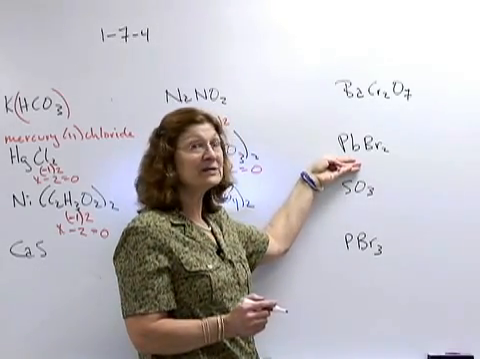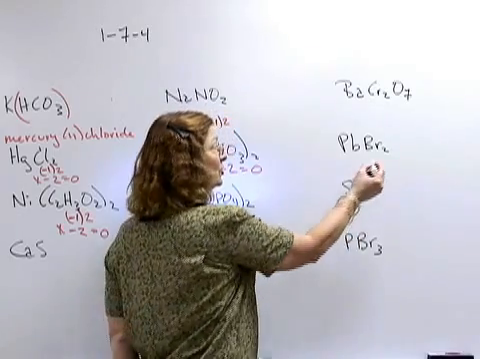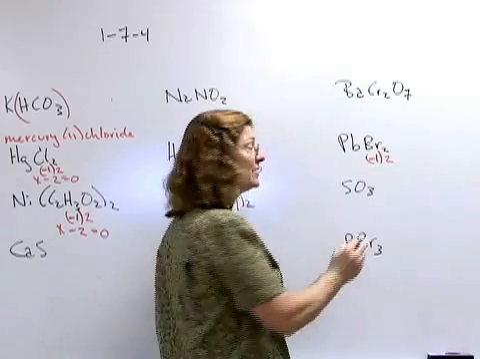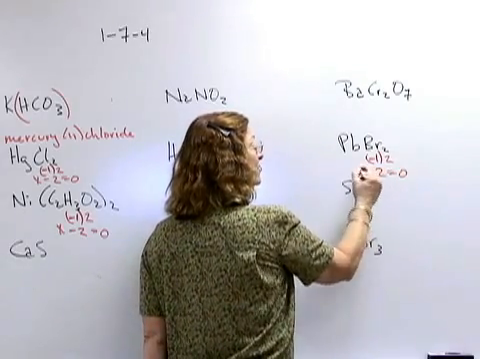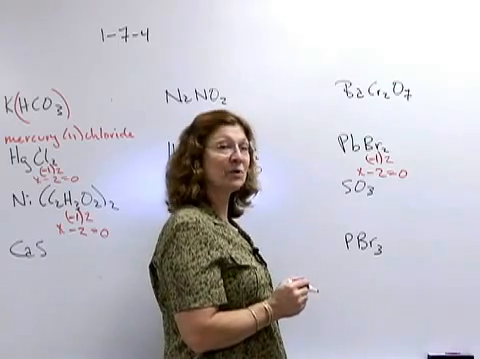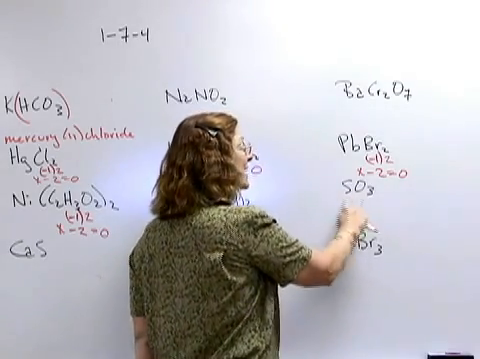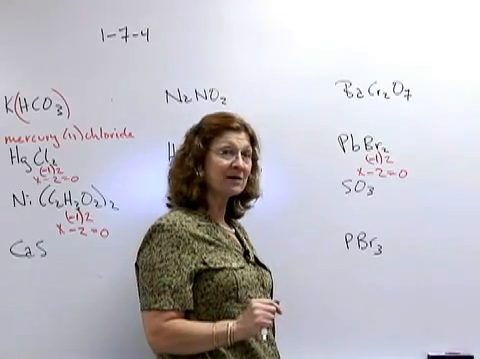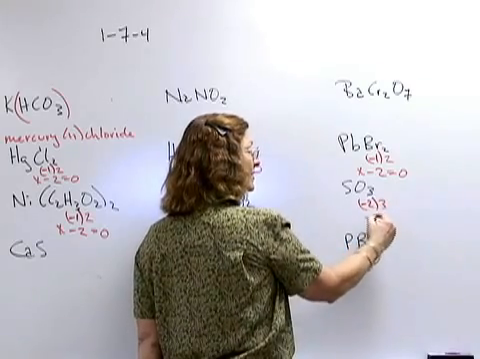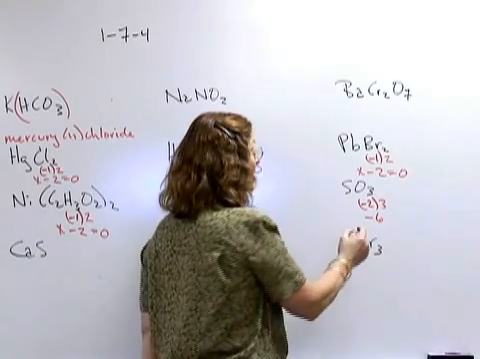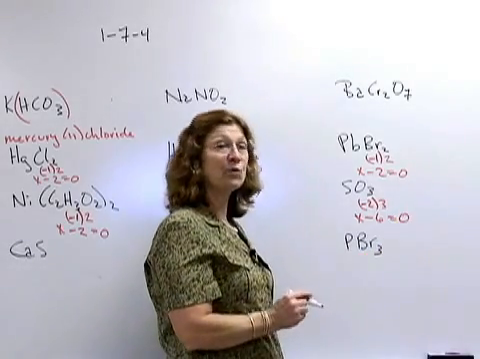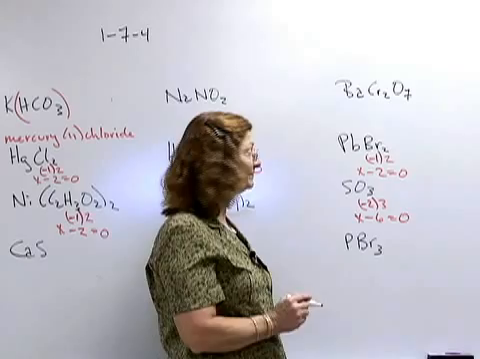Lead is not one of the ones that is always the same, so we look at the negative position. Bromine is -1 times 2 is -2. Compounds are 0, therefore lead must be +2. Lead, Roman numeral 2, bromide. Now in this case, SO3 is not a polyatomic ion, it is a compound. Oxygen is -2. There are 3 of them. That gives me a -6. Sulfur must be +6. So it's sulfur, Roman numeral 6, oxide.